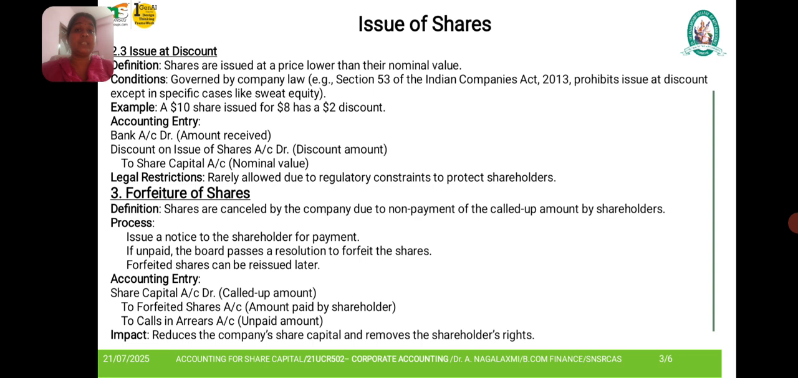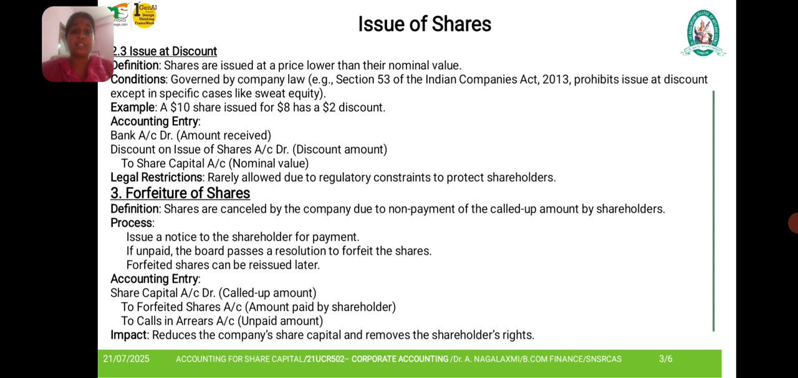The journal entry: discount is a loss for the company, as the nominal rule says debit all expenses and losses. So discount is here debited. Bank account debit, discount on issue of shares account debit, to share capital account.